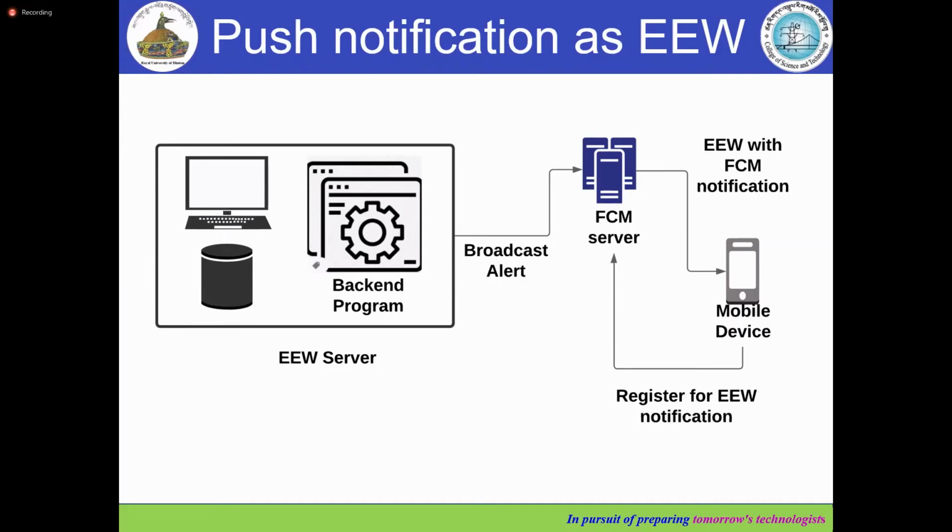So we'll start from left. When P waves are detected at the base station, the backend server sends out a broadcast alert to the FCM server. The FCM server, in response to the broadcast alert, rolls out a push notification as an early earthquake warning to all the registered users. For this purpose, users have to subscribe to the FCM server so that they are identified by the FCM server during the rollout. In order to register, there is a registration feature in the app, and a demo for the registration will be seen in the demo section.